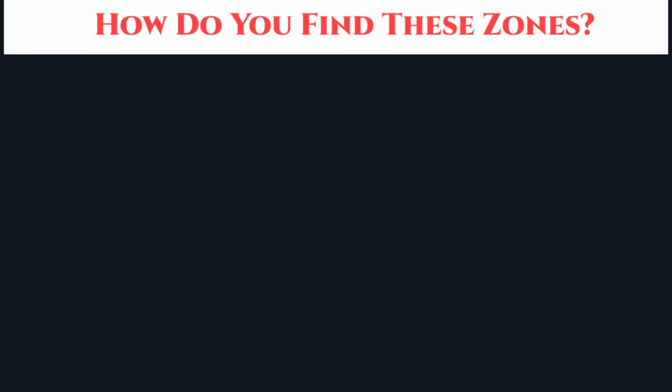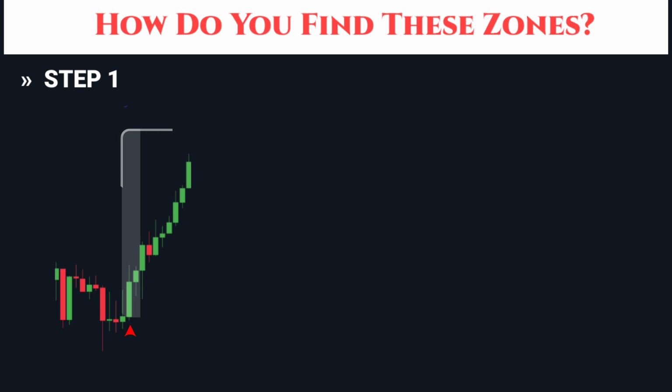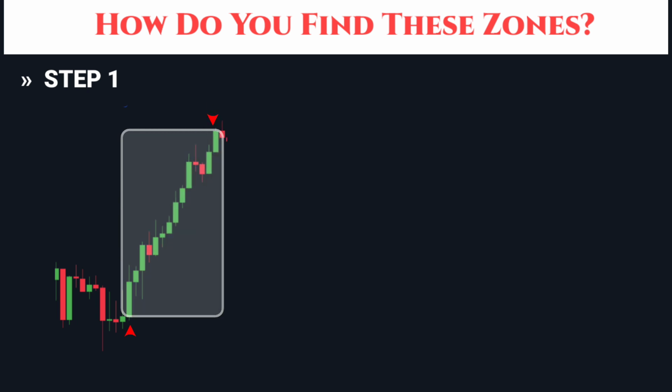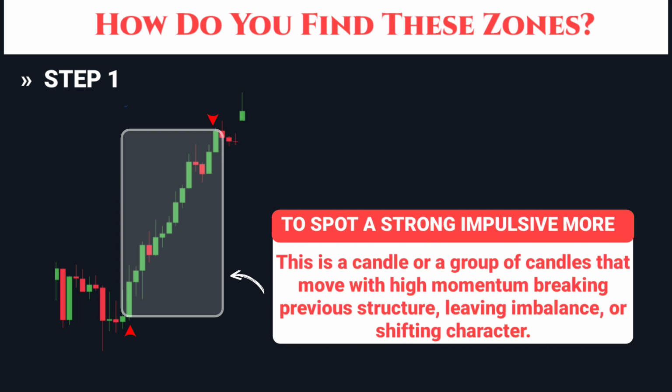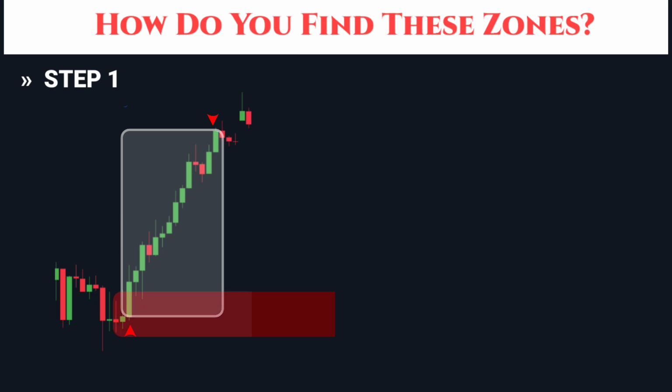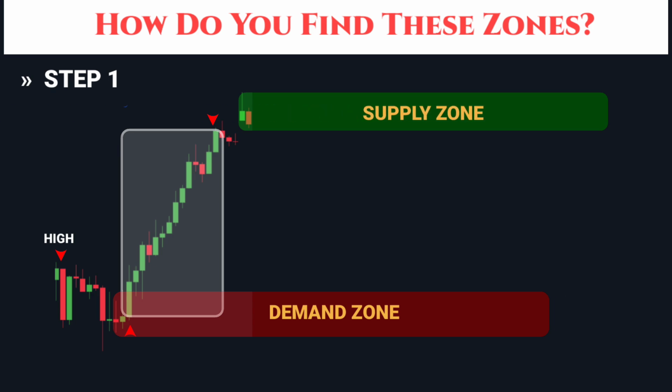How do you find these zones? Step 1. Spot a strong impulsive move. The very first thing to do is spot a strong impulsive move. This is a candle or a group of candles that move with high momentum, breaking previous structure, leaving imbalance, or shifting character. For demand, look for big bullish candles that break above previous highs or resistance. For supply, look for large bearish candles that break previous lows or support. Now go back and ask, where did that move start from? That's your potential institutional zone.